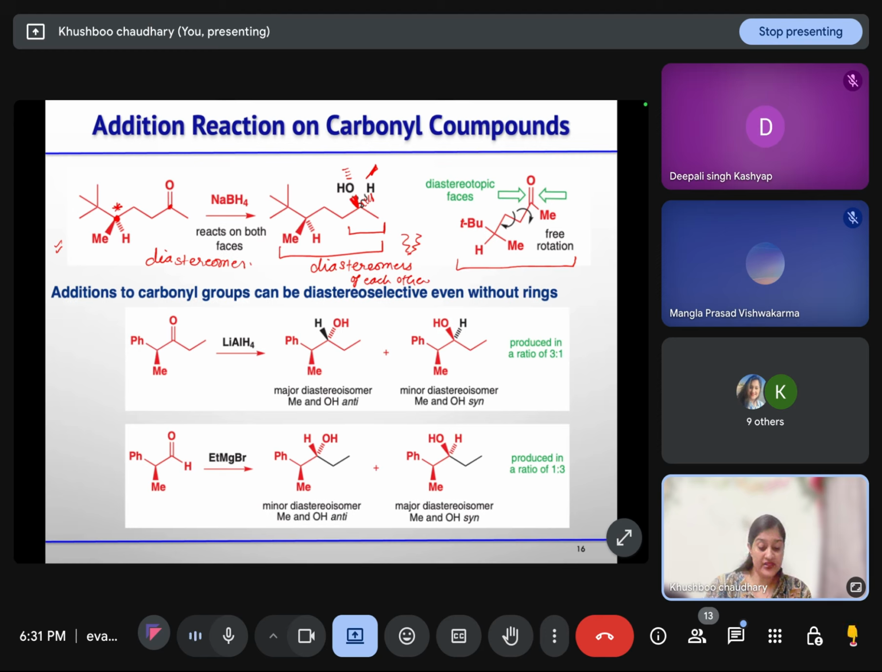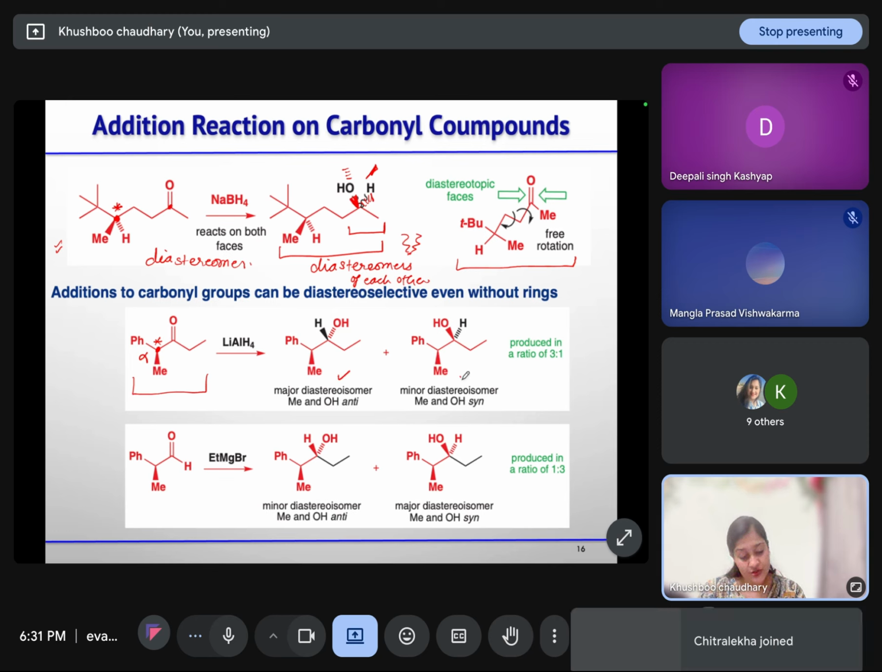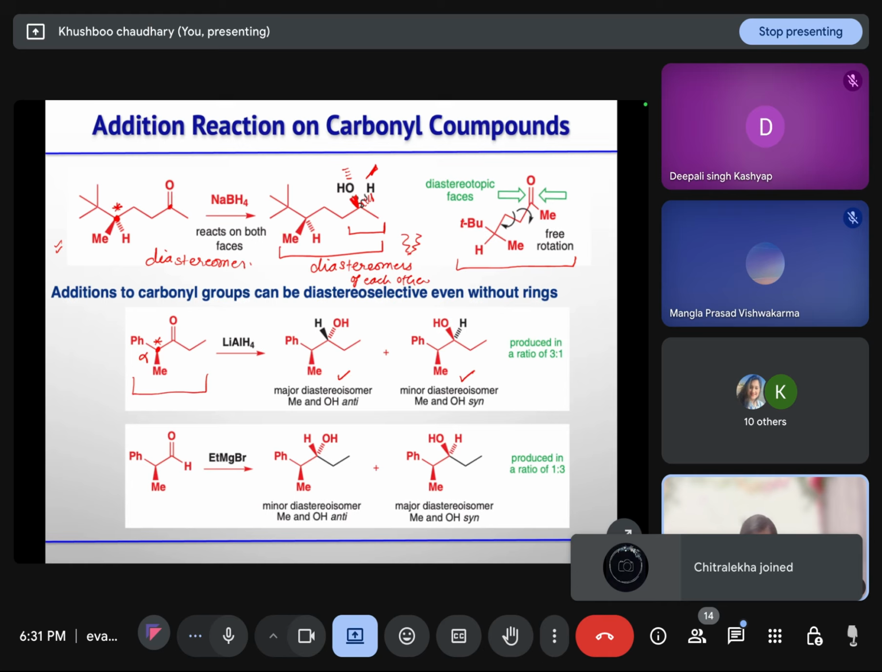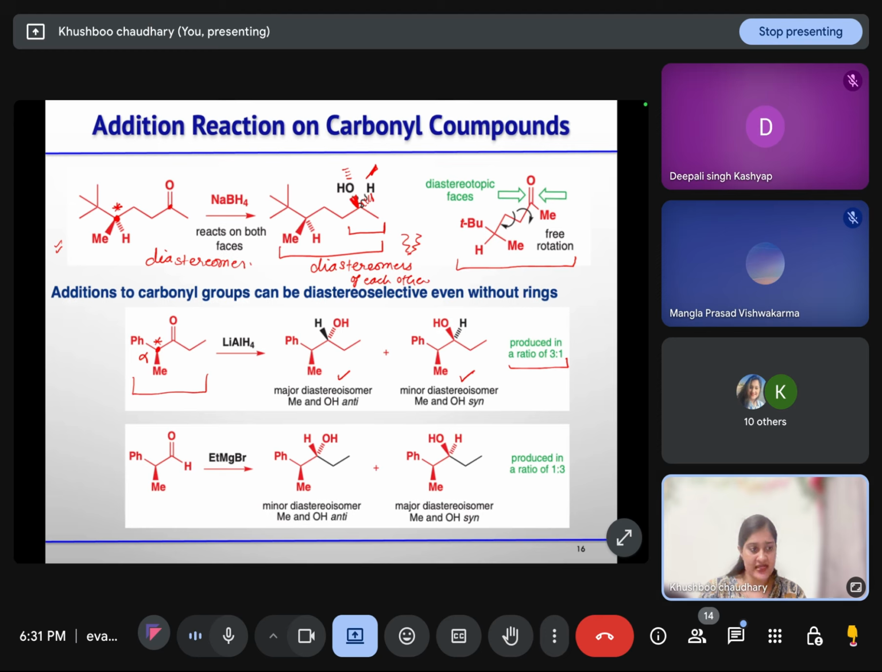Now, addition to carbonyl groups can be diastereoselective even without rings. If we have a carbonyl compound having a chiral center adjacent to the carbonyl center, here is the alpha carbon that is chiral. Now, when any nucleophile, lithium aluminum hydride or ethyl Grignard, attacks, it can attack from above also, it can attack from below also, but there is some preference. So you will get two compounds having a diastereomeric relation. You are getting them in 3 to 1. One is major, one is minor.